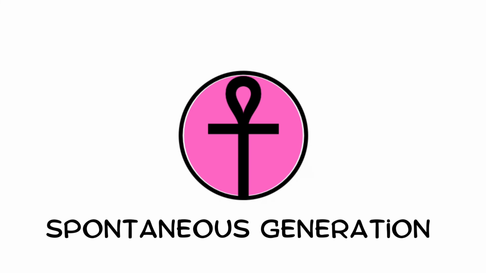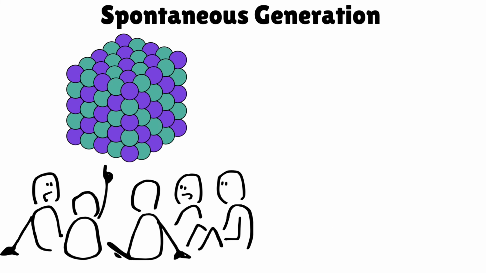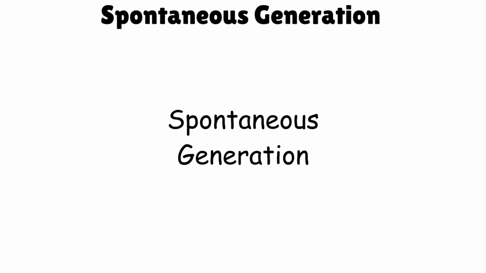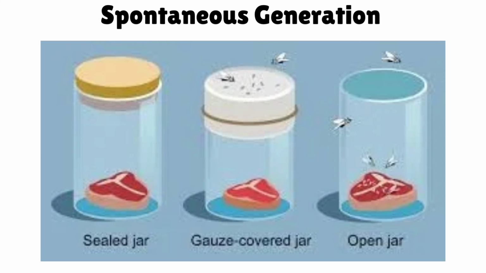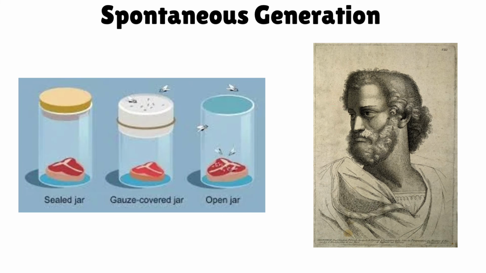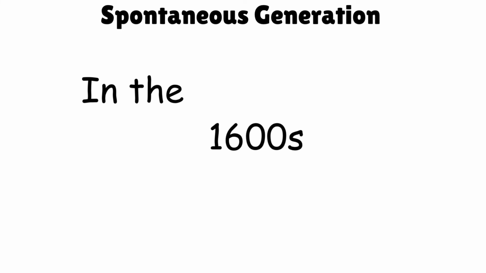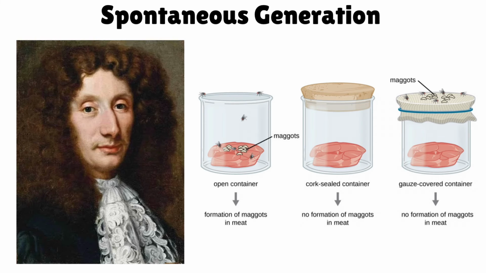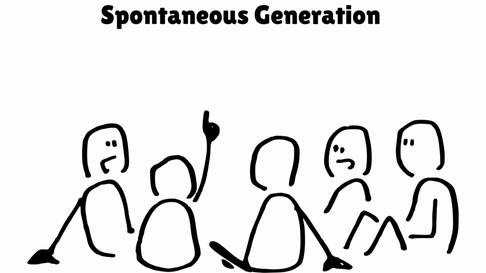Spontaneous generation. Long ago, people believed that life could appear from non-living matter. This was spontaneous generation, the idea that mice came from grain or flies from rotting meat. Even Aristotle believed it. In the 1600s, Francesco Redi challenged this by showing maggots only appeared when flies laid eggs, but many still clung to the theory.